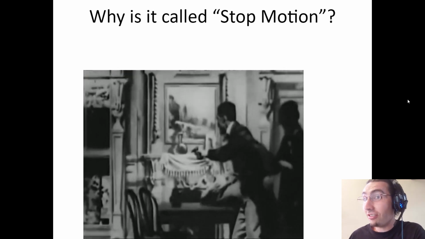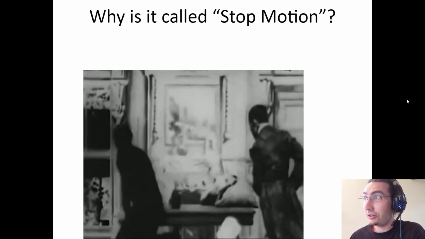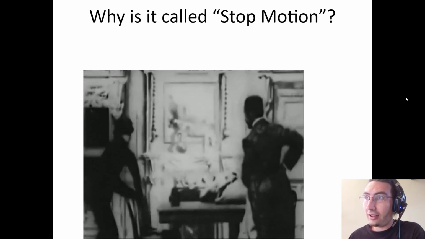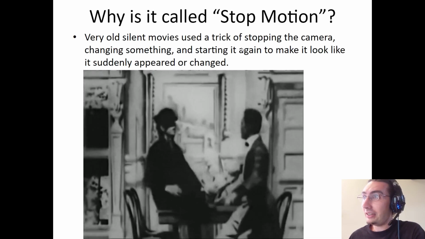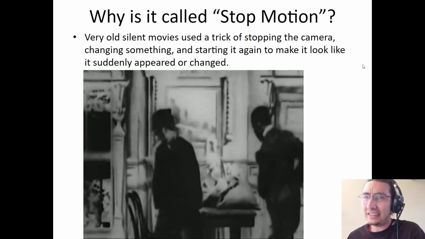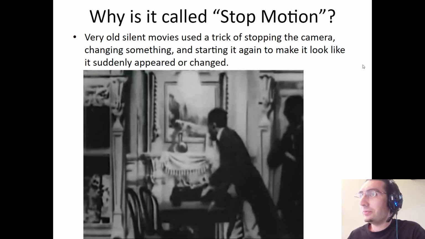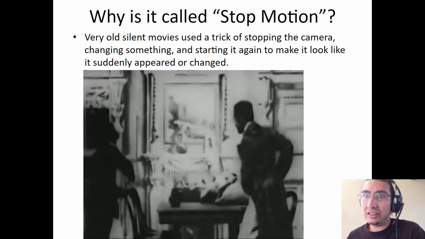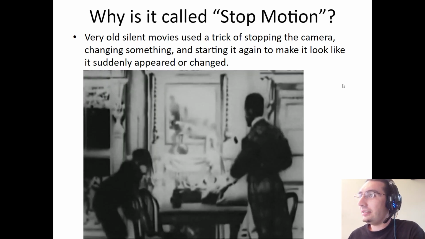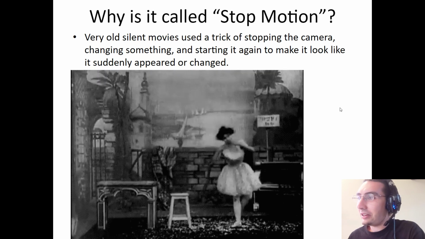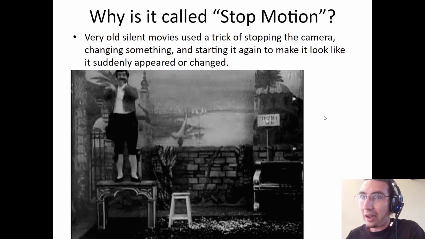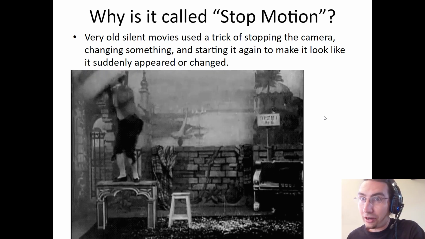But why is it called stop motion? That's the question. Well, very old silent movies, the first one back in 1895, I think, used a trick of stopping the camera to basically change something and make it look like something suddenly appeared. It was one of the first kinds of special effects. And it was starting to be used right before stop motion was invented, because this was kind of the precursor. So it was the stop trick, and that turned into stop motion.